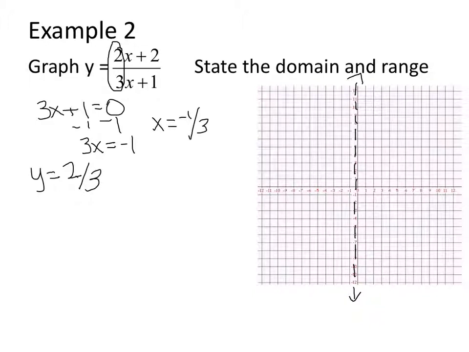Do you see how we got the 2/3? It's the coefficient of the top divided by the coefficient of the bottom. So y equals 2/3 is a horizontal line at 2/3. Now we have the vertical and the horizontal asymptote. Just like in the other one, after we do the asymptotes, we're ready for the t-chart. We pick 2 to the right and 2 to the left of the vertical asymptote at negative 1/3. 0 is awfully close, so I'm going to pick 1 and 2, and then negative 1 and negative 2.